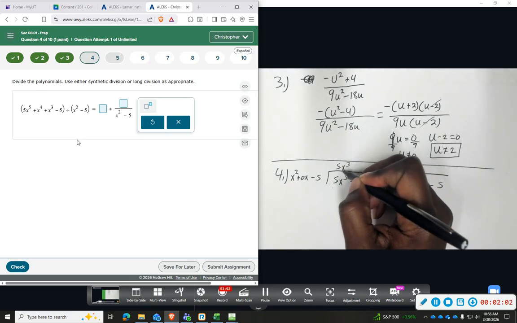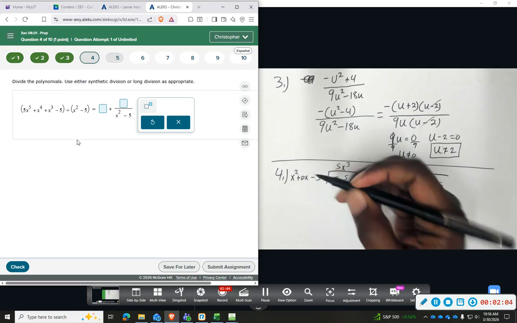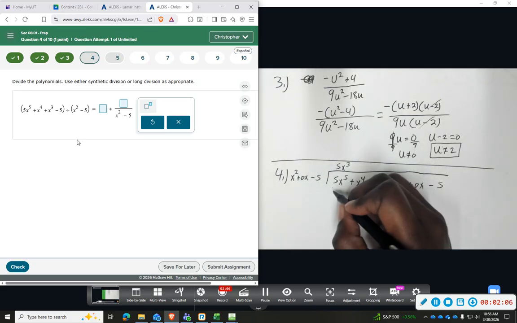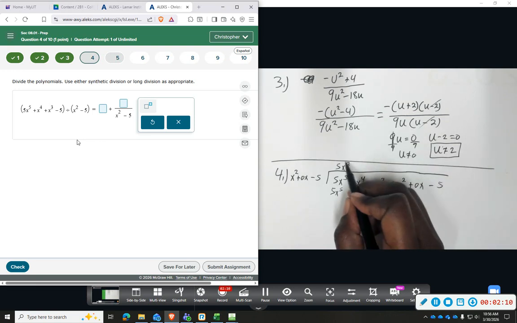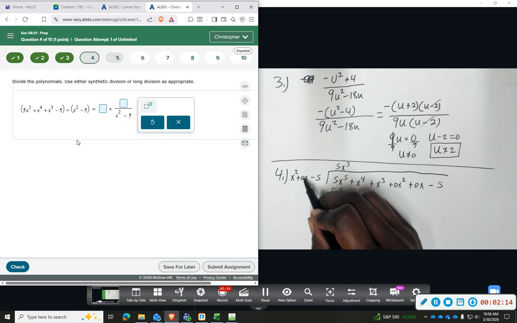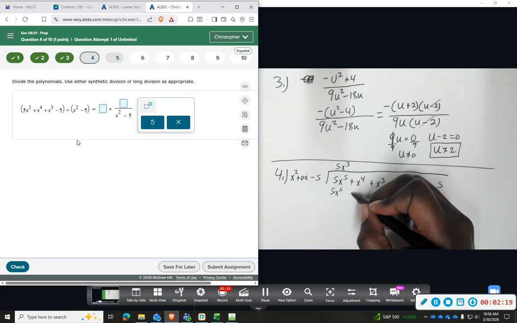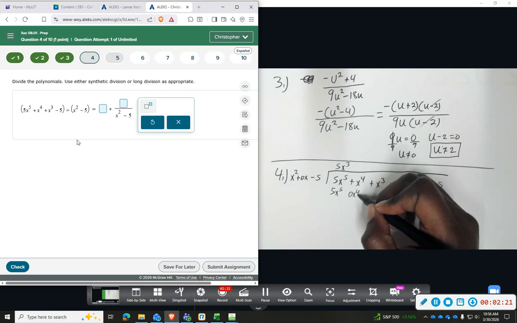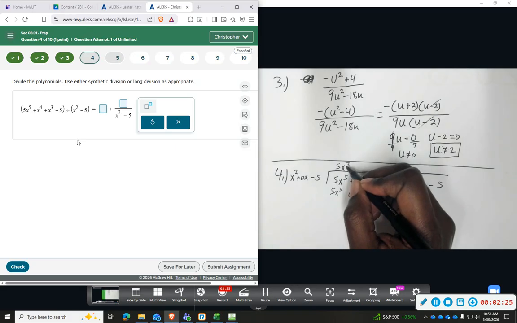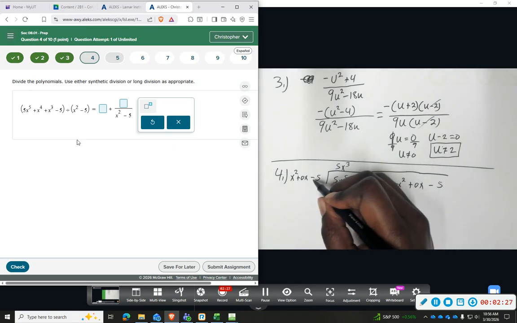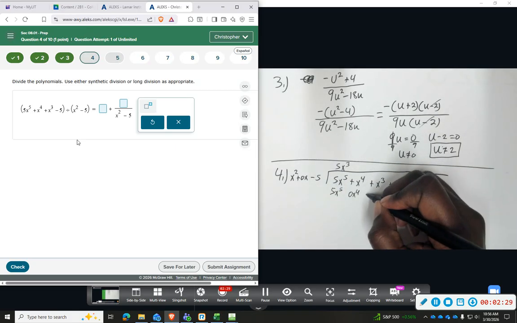So 5x to the 3rd times x to the 2nd will give me 5x to the 5th. 5x to the 3rd times 0x will give me 0x to the 4th. So x and x give me x to the 4th. That'll give me 0. And then 5x to the 3rd times a negative 5 will give me a negative 25x to the 3rd.